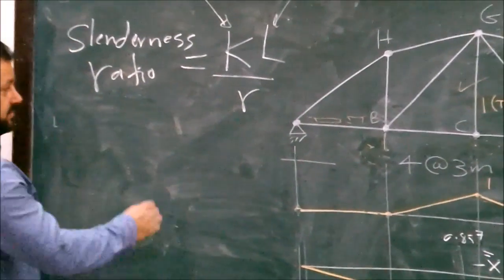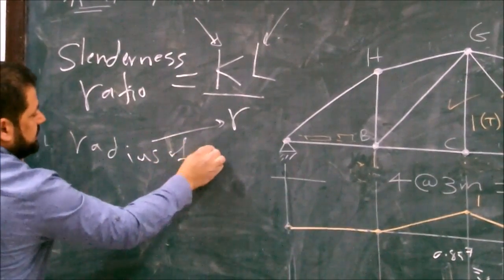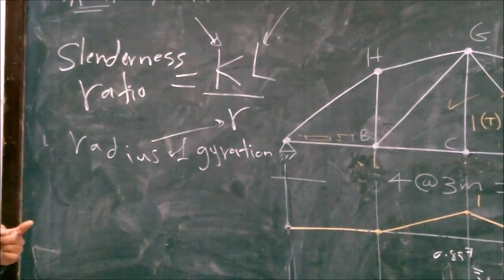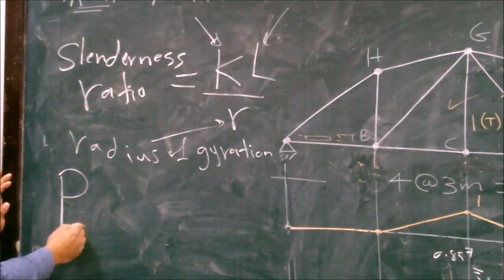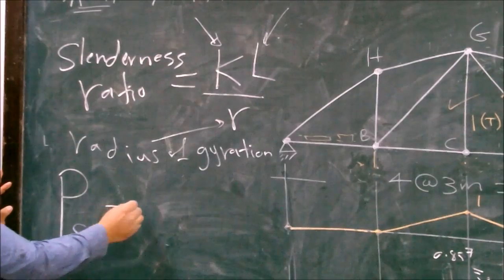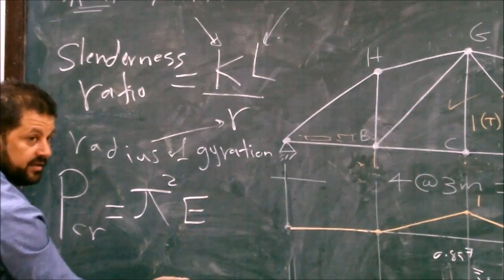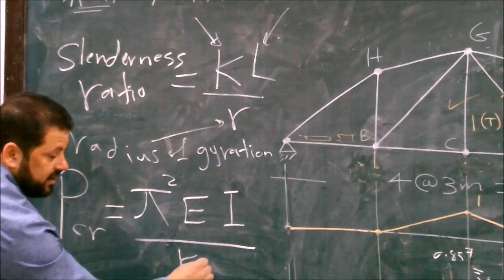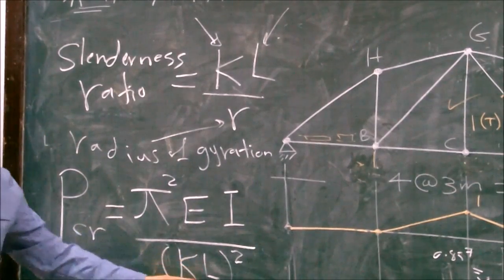R is the radius of gyration. Now, the critical load, how much load I apply to buckle the member, is provided by Euler. P critical equals what? Pi square E I over K L, squared. Are you following? KL squared.